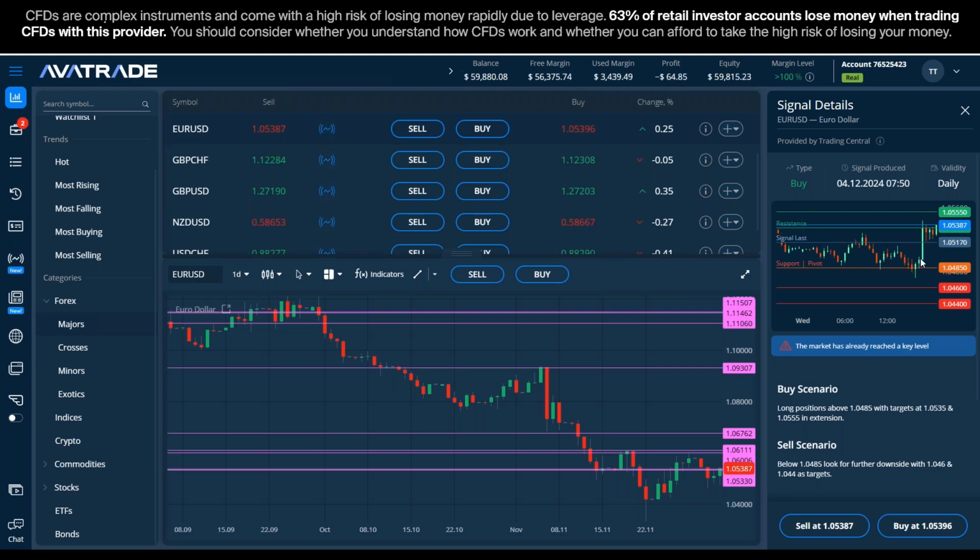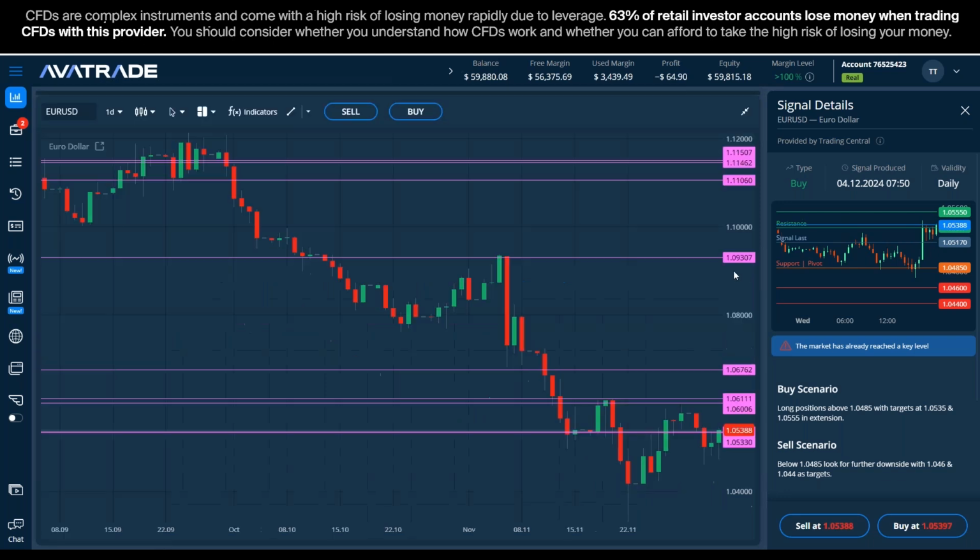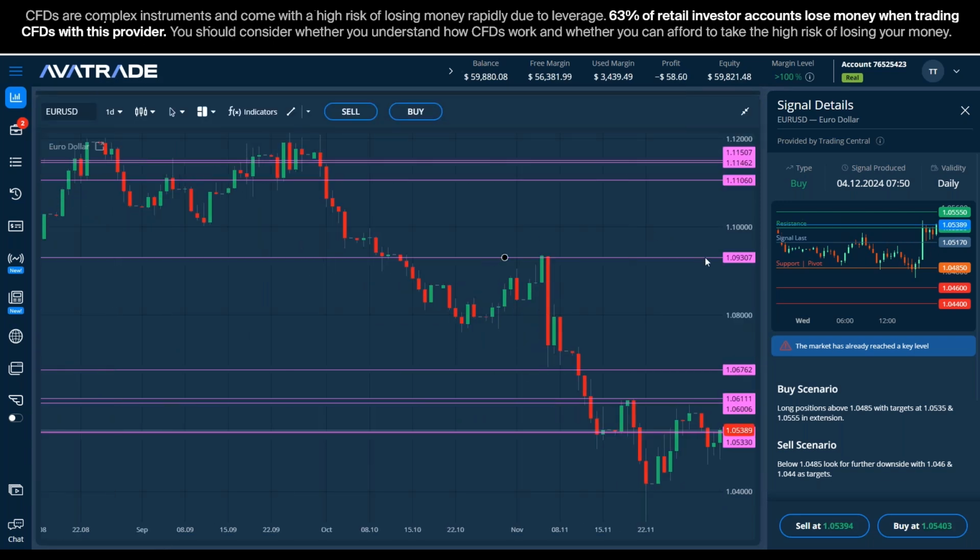I don't like the entry point for a short-term move here because it's already in the take profit zone. These are resistance levels. If we look on the larger chart, we'll see it. Right now I'm on one-day candles. Let me get rid of some of these old lines.